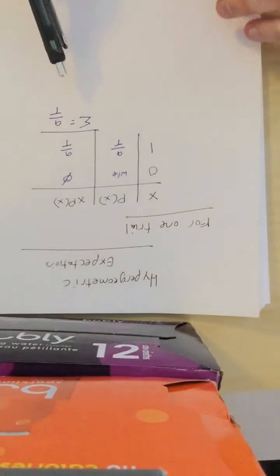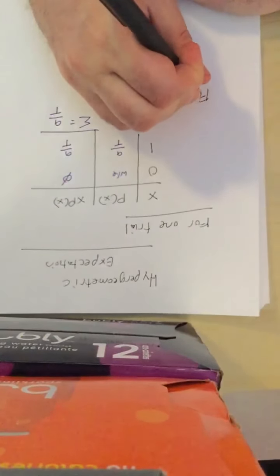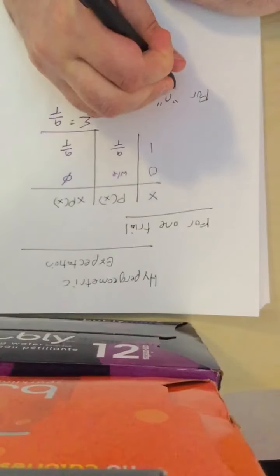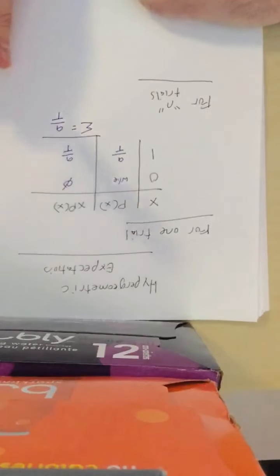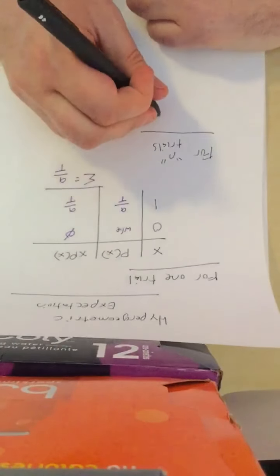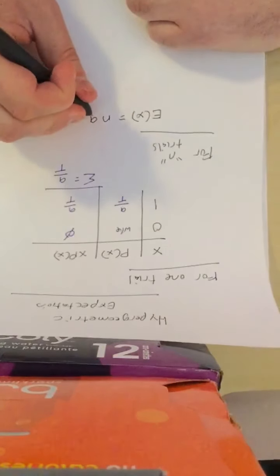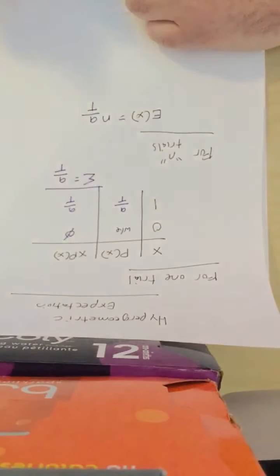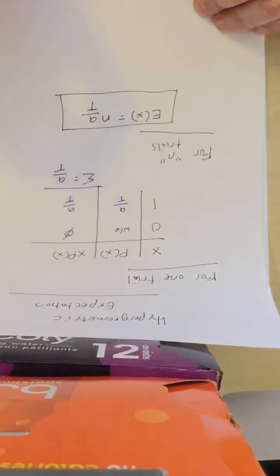So for 2 trials, the expected number of successes is going to be 2 times that. For 3 trials, it's going to be 3 times that. And for n trials, the expected number of successes is going to be n times A over T. And that's going to be our expected number of successes for a hypergeometric distribution.